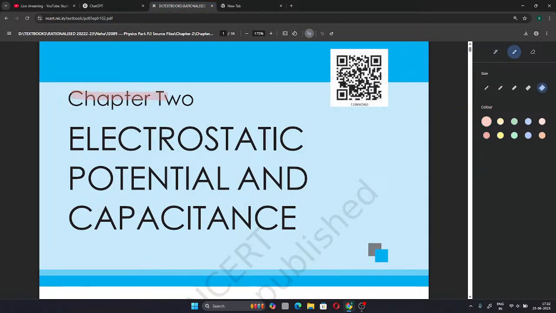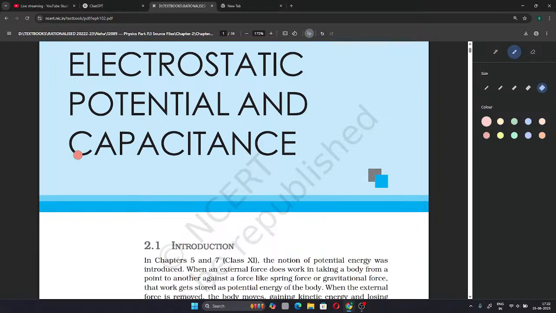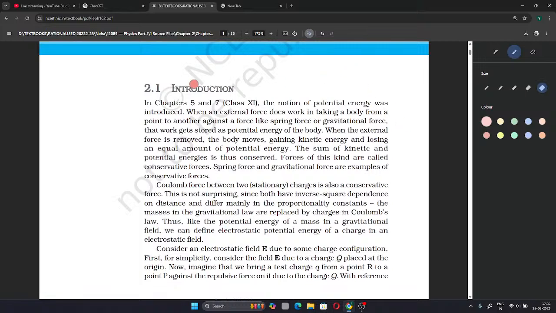Chapter 2, Physics: Electrostatic Potential and Capacitance. Introduction. In chapters 5 and 7 of class 11, the notion of potential energy was introduced.